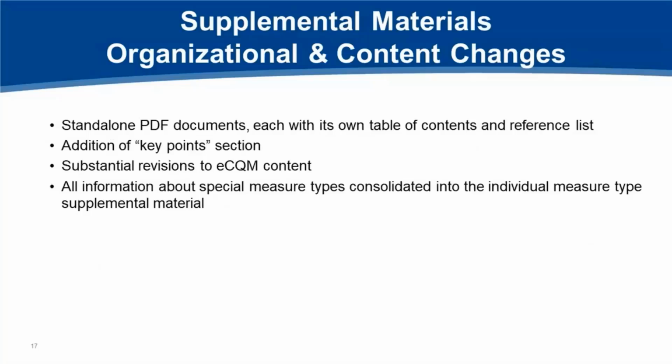The 16 supplemental materials are standalone PDF documents, each with its own table of contents and reference list, as well as a section summarizing the key points of the material. Our team made substantial revisions to the content we provide on the topic of ECQMs. For example, we added a section on emerging standards, such as Fast Healthcare Interoperability Resources, or FHIR. We also updated several of the graphics and made updates to the section on annual updates. All of the information about special measure types was consolidated into individual documents, with one document dedicated to each measure type, including cost and resource use measures, multiple chronic condition measures, patient-reported outcome measures, and composite measures.